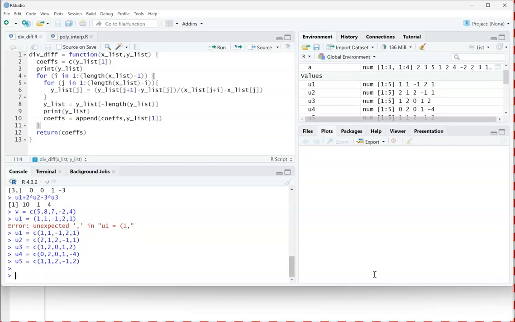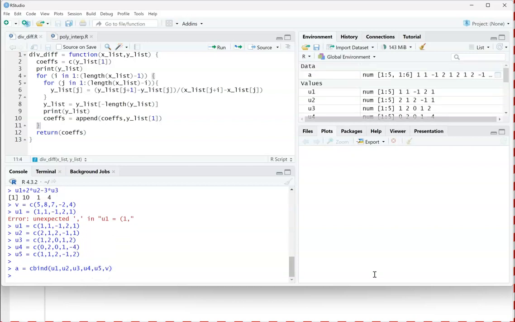Okay. So again, I can make my matrix with that cbind command: U1, U2, U3, U4, U5, and V. That'll put them as columns. And then finally, the last step is to reduce it.